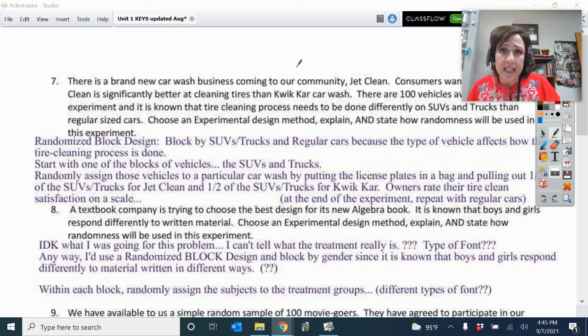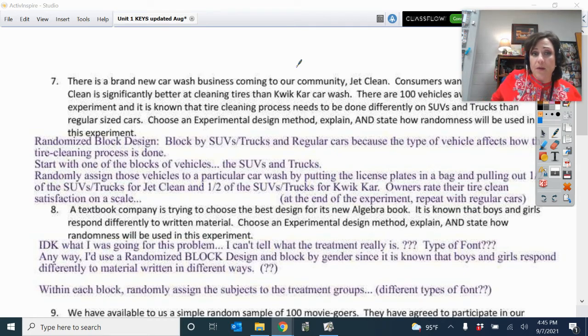So the SUVs and trucks. I just blocked by SUVs and trucks, so they were just compared together. And then you would randomly assign them to the two different processes. And then over here were the other regular-sized cars, and you're going to randomly assign them to the two different processes.